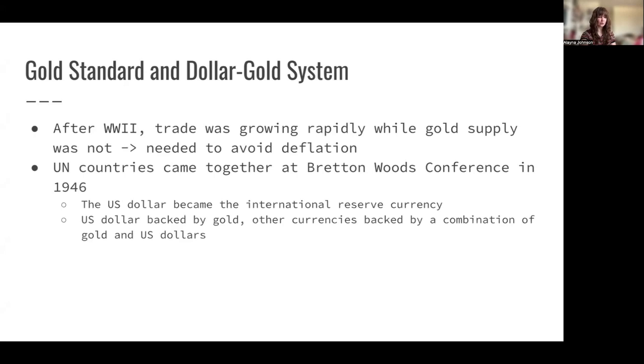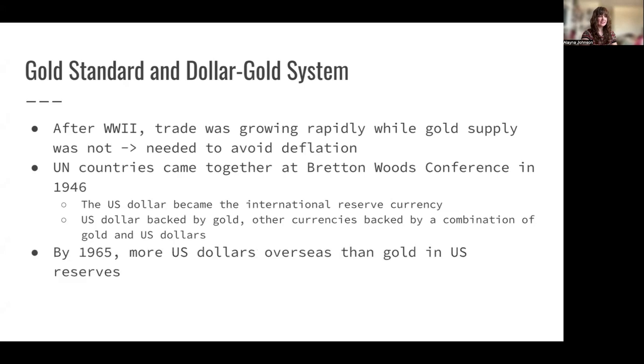Now, this benefited the US greatly because they could print money, spend it overseas, and that money would then go into bank vaults as backing currency, meaning we could print money without the same risk of inflation. So by 1965, there were more US dollars overseas than there was gold in the US reserves. This was not great in a system where the US promised all its currency would be backed by gold. So, if everyone in the world wanted to exchange their dollars for gold at the same time, the government would not have been able to do that.